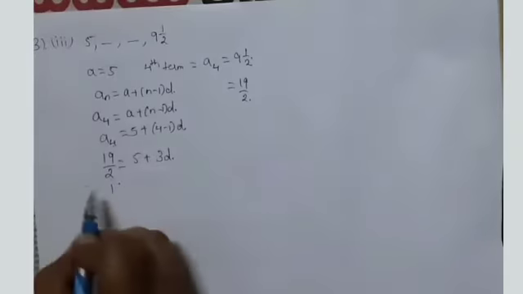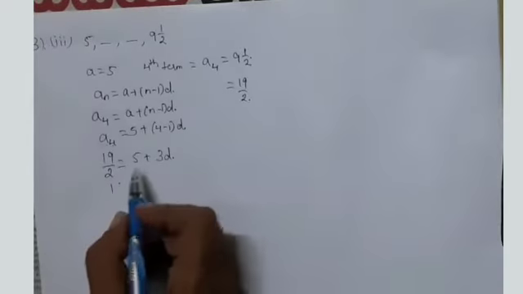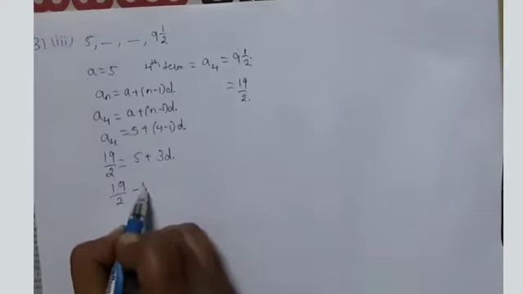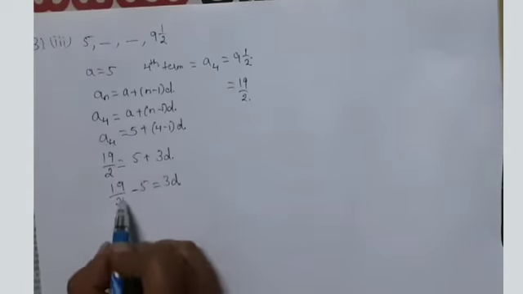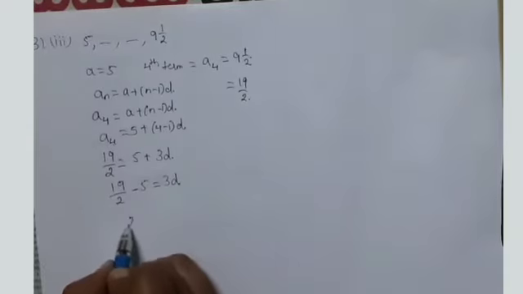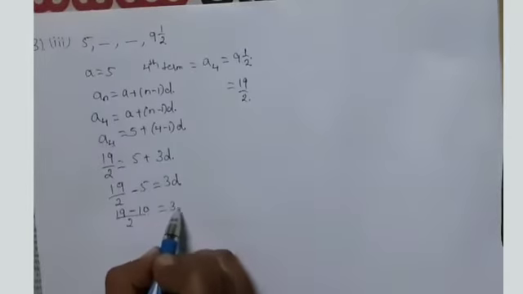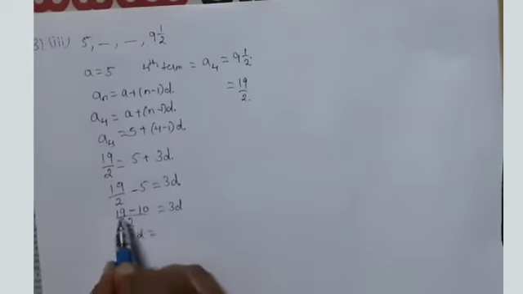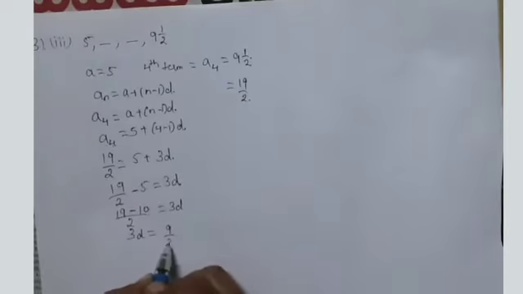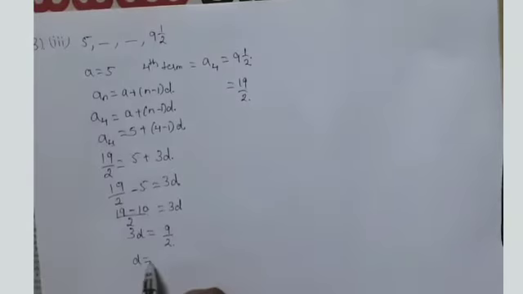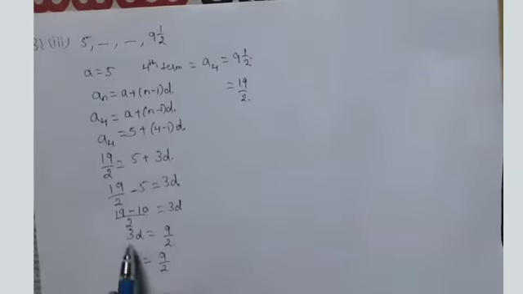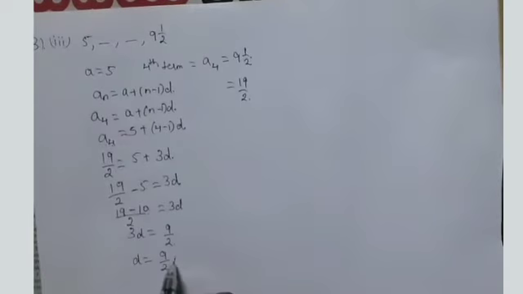So let me transpose the variable to one side and the constants to the other side. 19 by 2 minus 5 will be equal to 3d here. So for 19 by 2, I have to take out the LCM here. 19 will remain as it is, 5 into 2 will be 10, which is equal to 3d. Therefore 3d will be equal to 19 minus 10 is 9 by 2. From here I can find out the value of d. Now observe here, this 3 is in the numerator, so when it is transposed, it reciprocates. So it will be 1 by 3. I can simplify here, 3 1s are 3, 3 3s are 9. So the value of d will be 3 by 2.